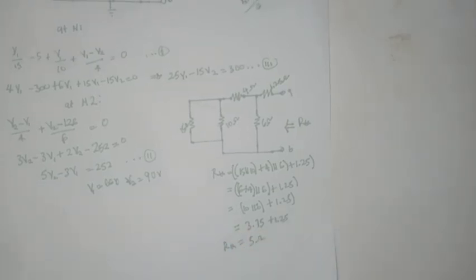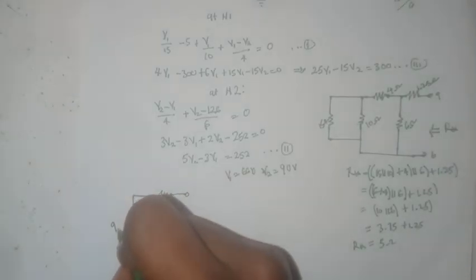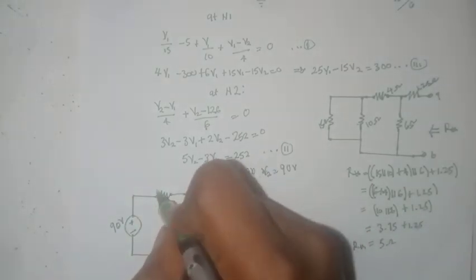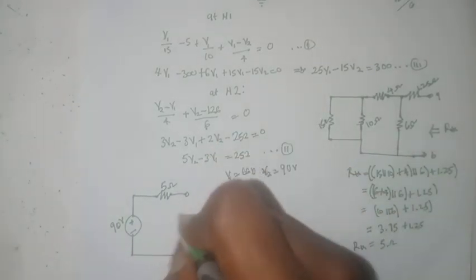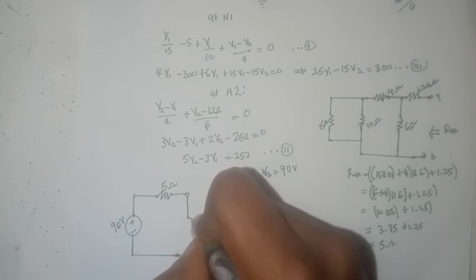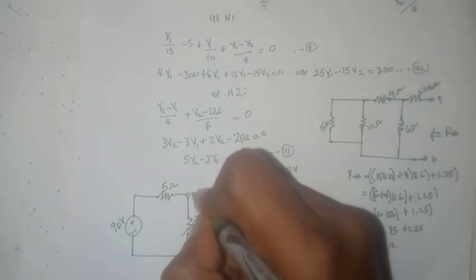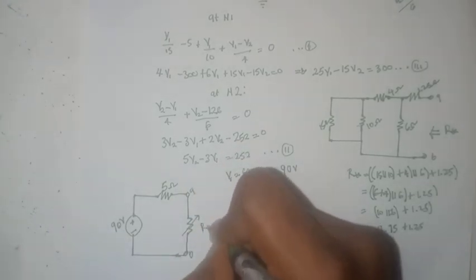We can then go ahead to construct our Thevenin equivalent circuit, which would look something like this, where VTH is 90 volts and RTH is 5 ohms. We can then go ahead and connect our variable resistor across the terminals A and B, and this would be the R0, which will vary.